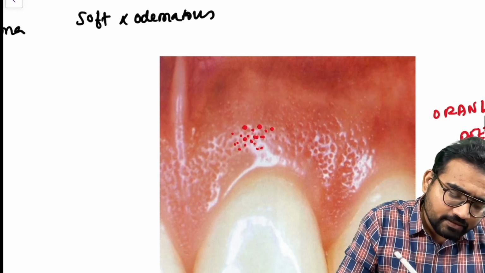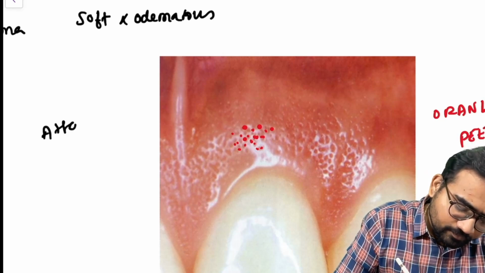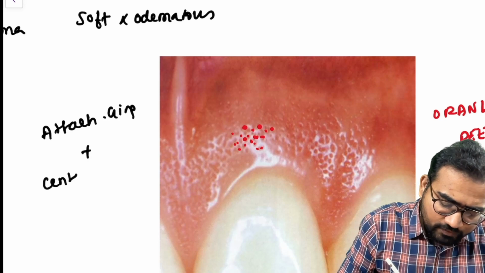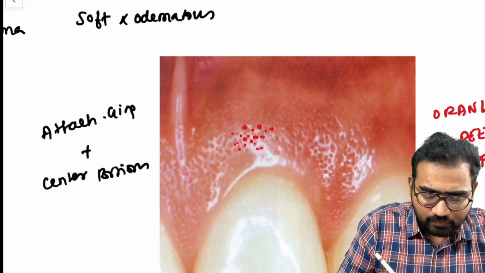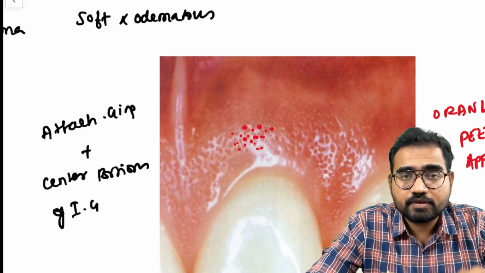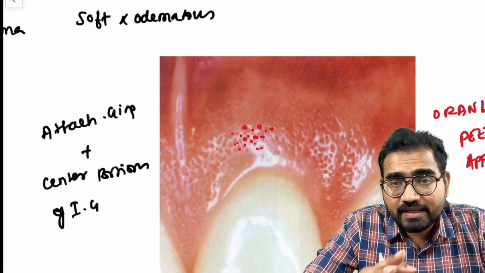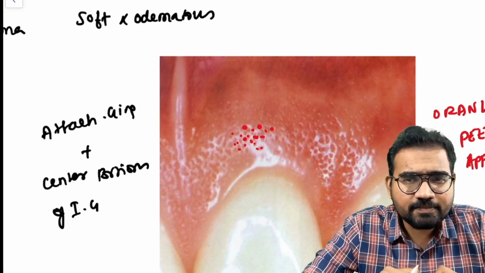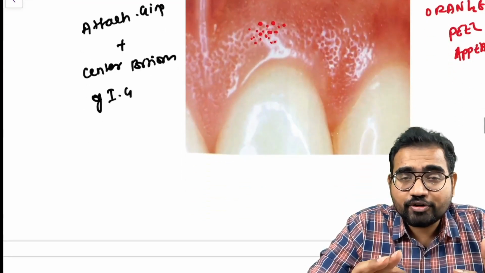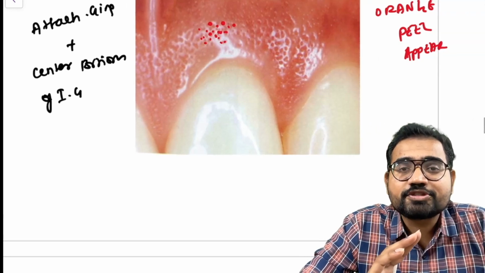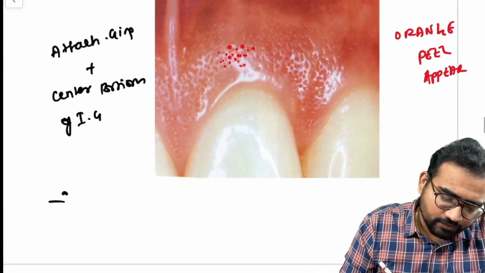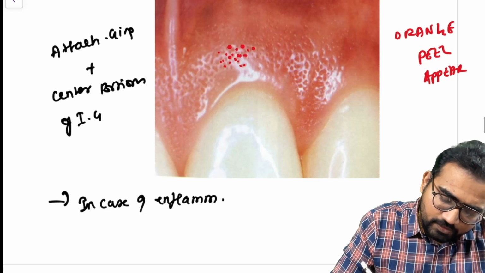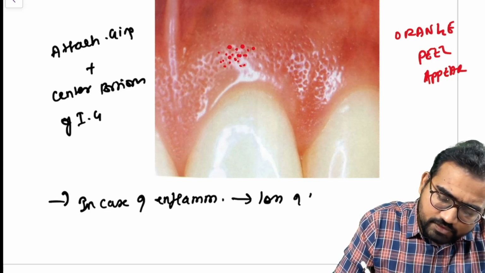Stippling is usually seen in attached gingiva and some center portions of interdental gingiva. Okay, stippling is seen in attached gingiva and in some center portions of interdental gingiva. What is the significance of stippling? Very simple. Whenever I am going to have inflammation, there is going to be no stippling, there's going to be loss of stippling. So in case of inflammation, there's going to be loss of stippling.